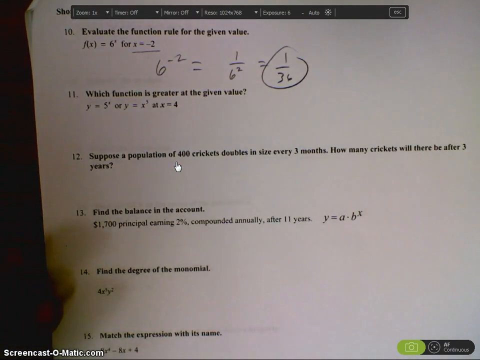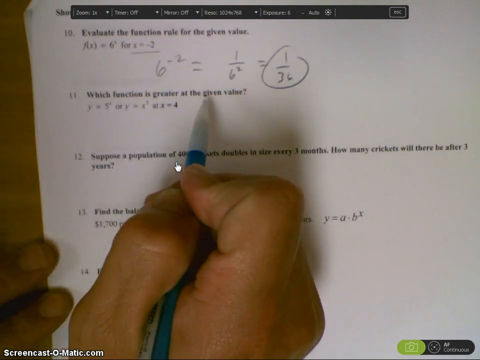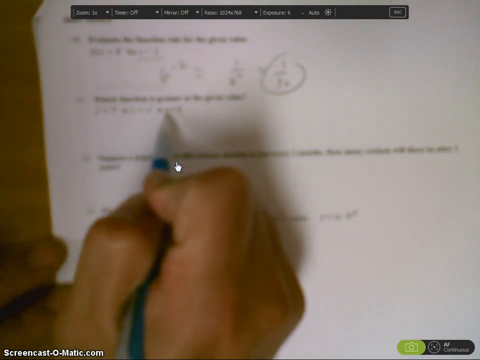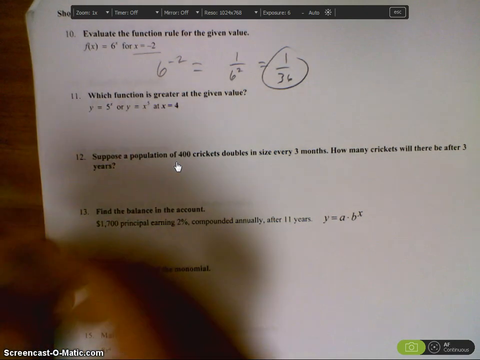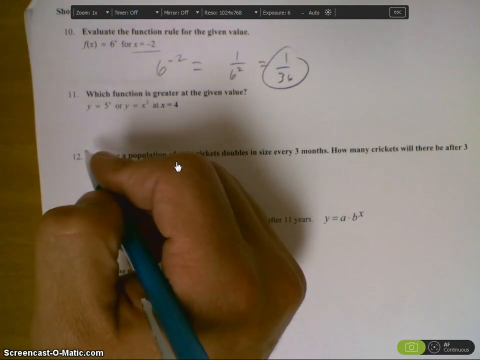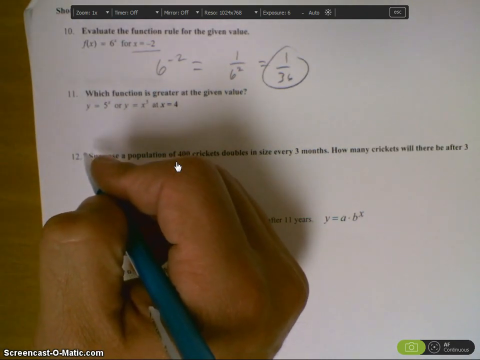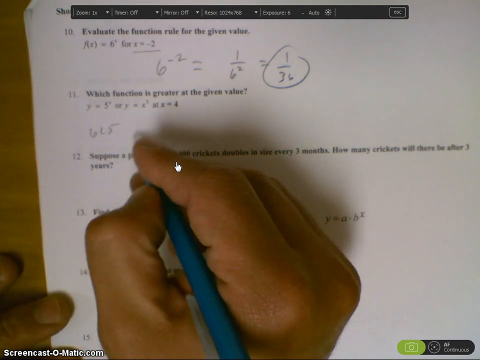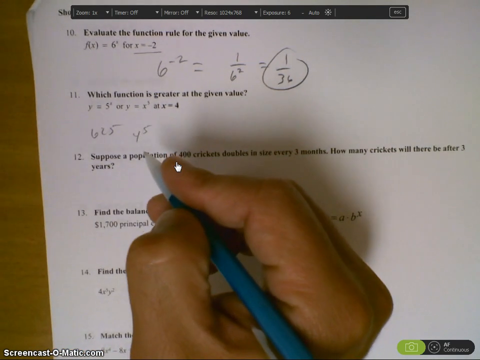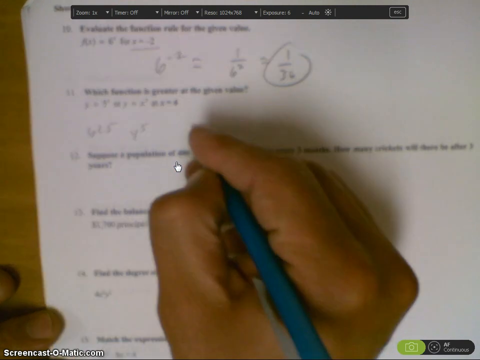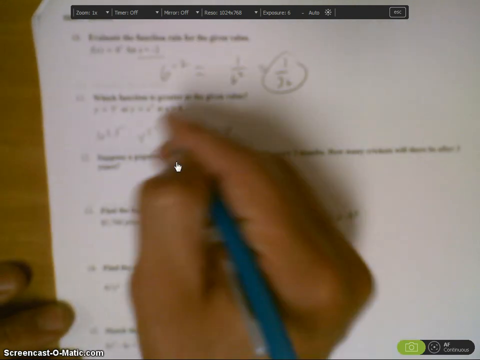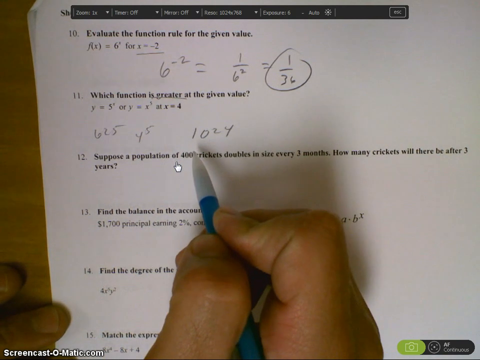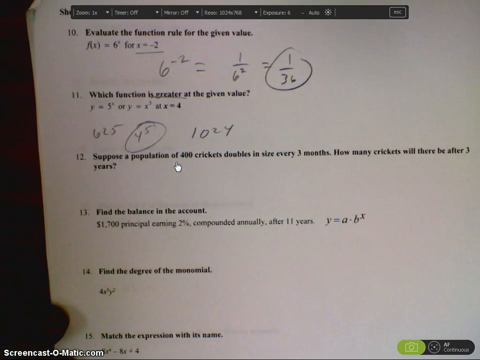All right. Which function is greater at the given value? So y equals 5 to the x or y equals x to the 5th when x equals 4. We just got to plug these in. 5 to the 4th power is 625, and 4 to the 5th power is 1024. So 4 to the 5th power is bigger.